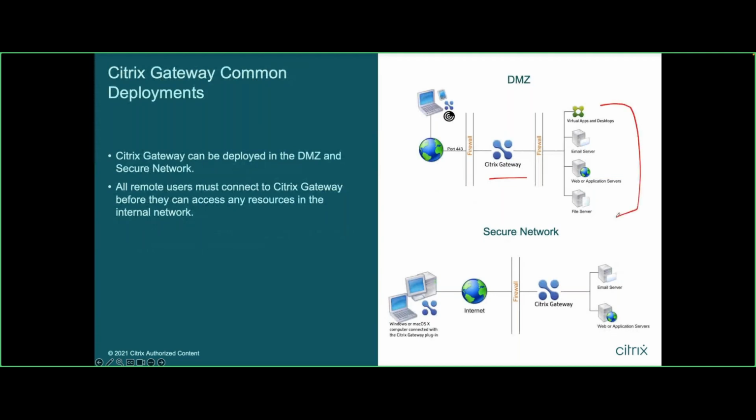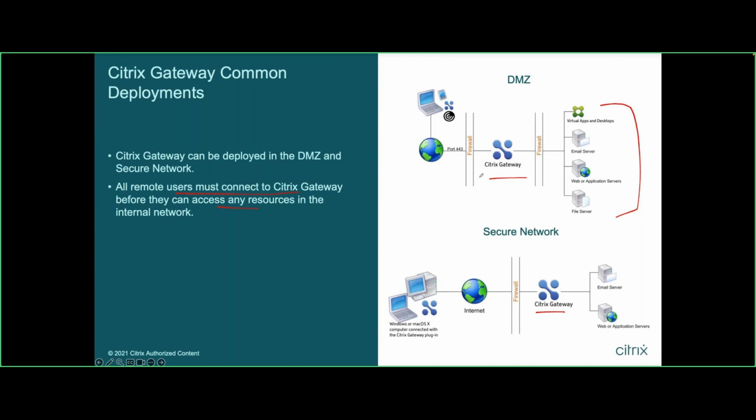And I can also put the gateway in the secure network where I just have one firewall, right? This is a secure network and this is a DMZ. So even then I can have double hops of the firewall. Everyone is going to get connected via the gateway before they can access any resources internally. So you need to think, do you want to secure the network or do you want to put the gateway in the DMZ?